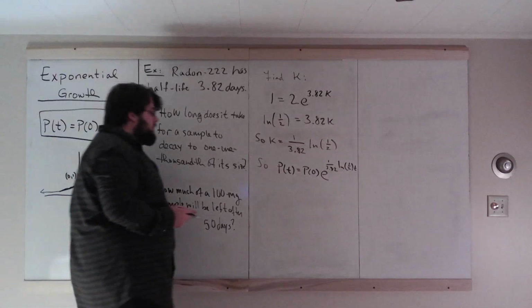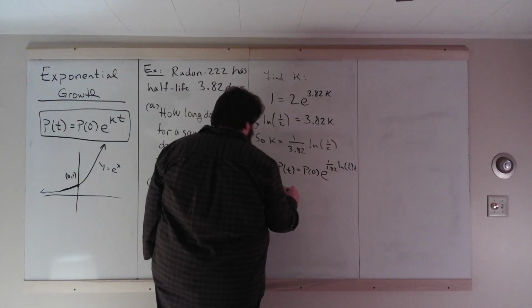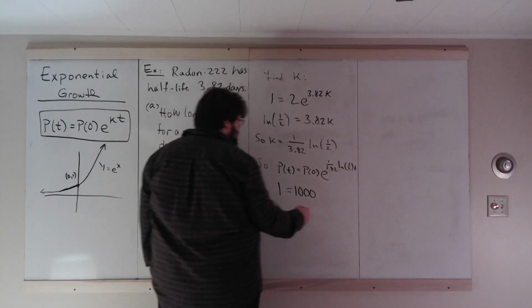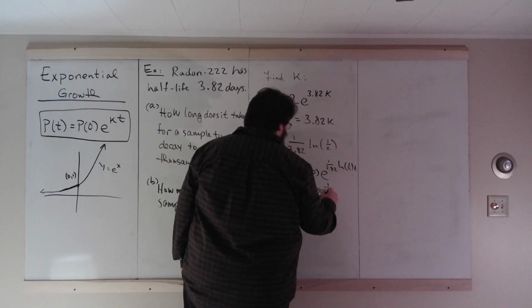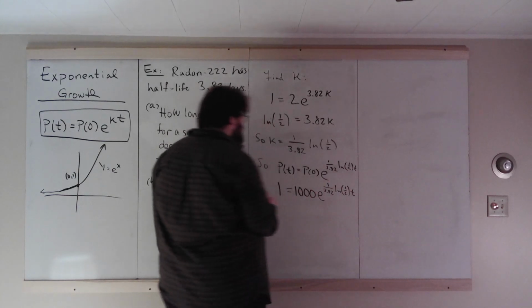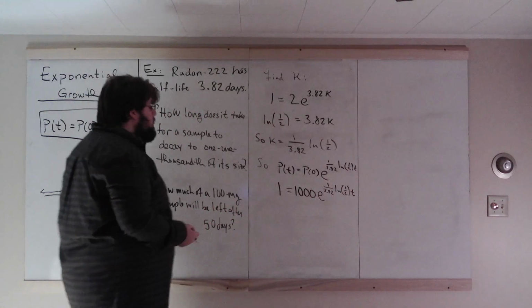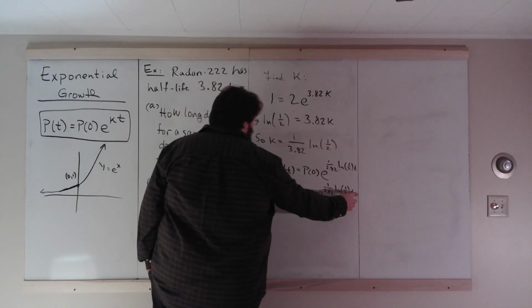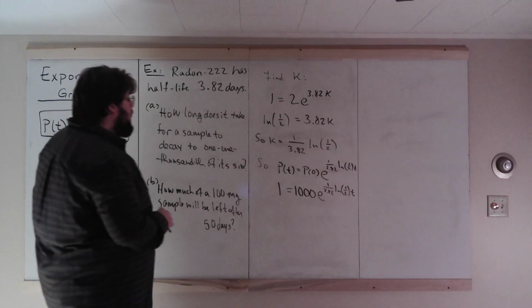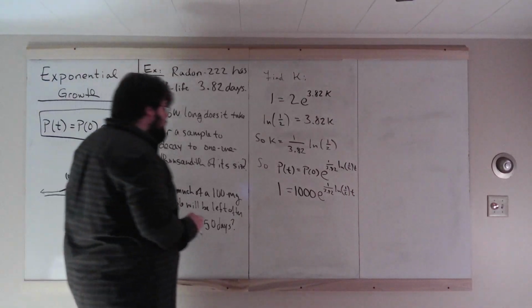Or you can use easier numbers and say, well, we'll start with 1,000. 1/1000th of 1,000 is 1. E to the 1 over 3.82 log of a half times t. Now our only variable is t. Start with 1,000. We want to know how many, in this case days, will happen before we're left with 1. So let's solve this for t.